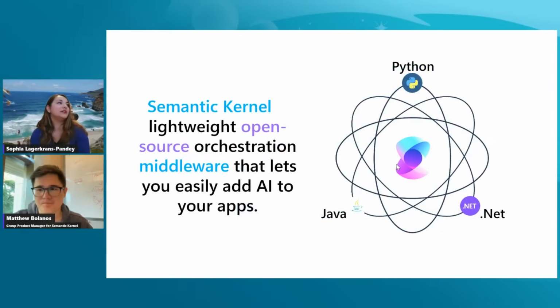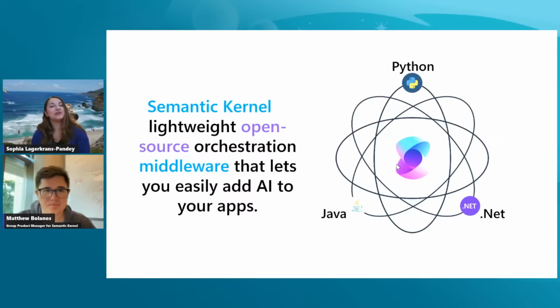It is that lightweight open source orchestrator, that middleware layer that we were showing, that really allows you to take your apps and add in AI very, very easily. And we'll walk through just how easy that is today in the Learn module. It is available right now in all three coding languages of Python, .NET, and Java. And so it's really able to meet developers where they're at.